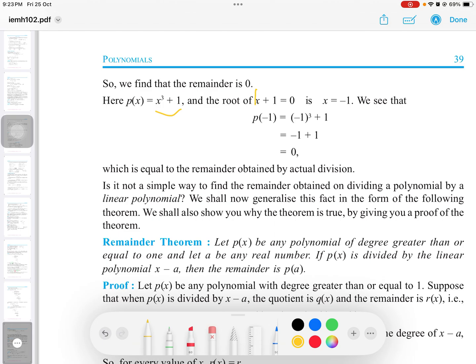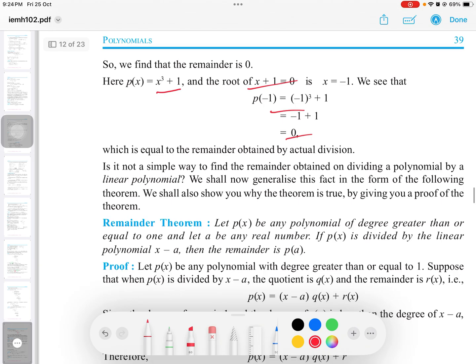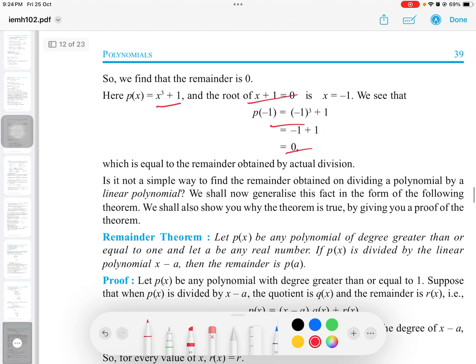Now the root of x, what did I say in the previous session? A root is also known as a 0. So putting equal to 0 is obvious. Alright, so x plus 1 equals 0, x equal to -1. That is obvious. Now when you substitute, you get 0. So 0 is your remainder when you divide this by this. So doing this is equal to the remainder obtained by actual division.